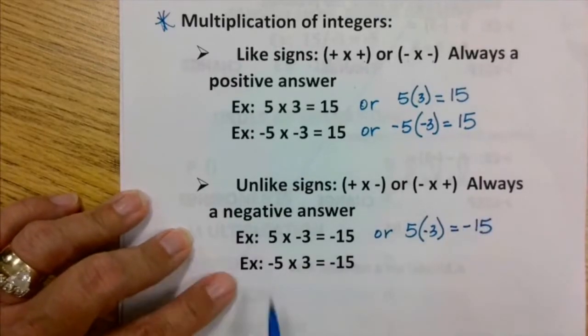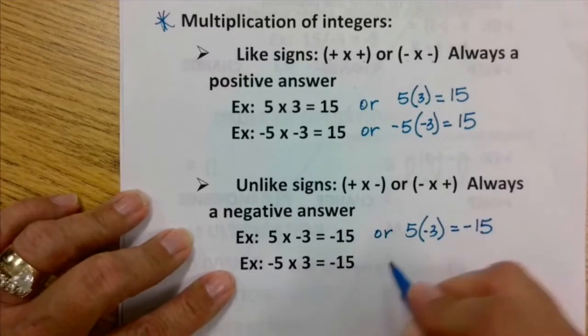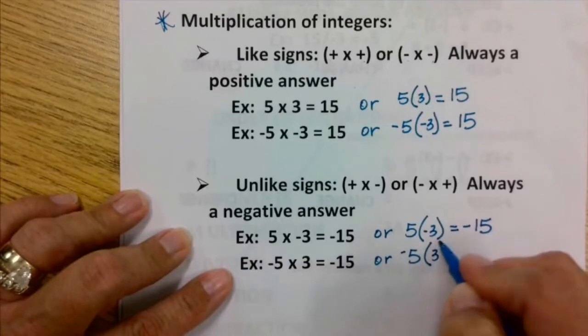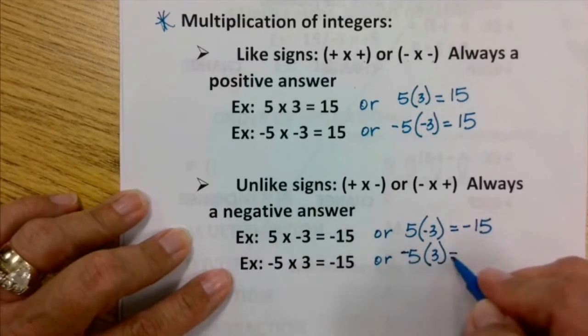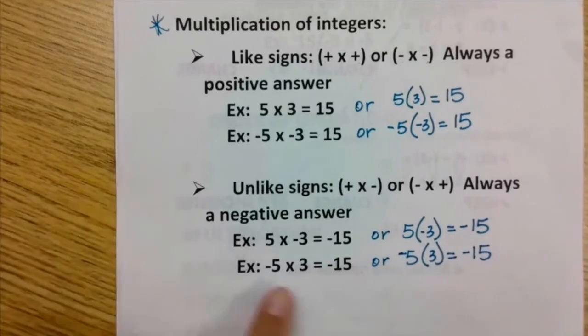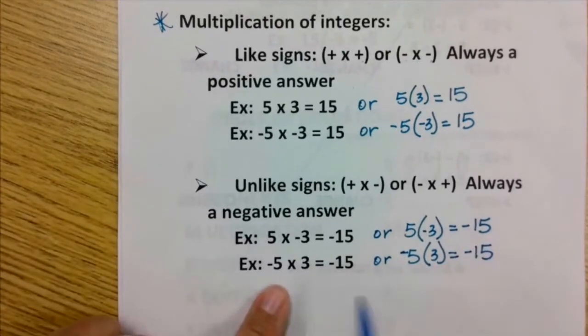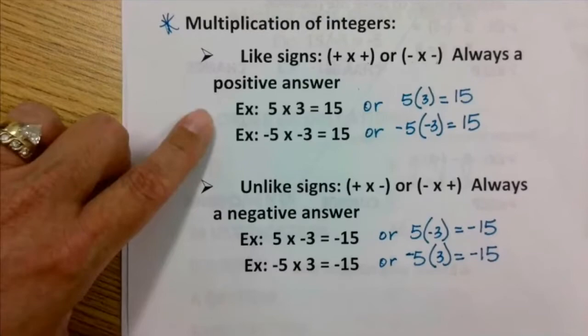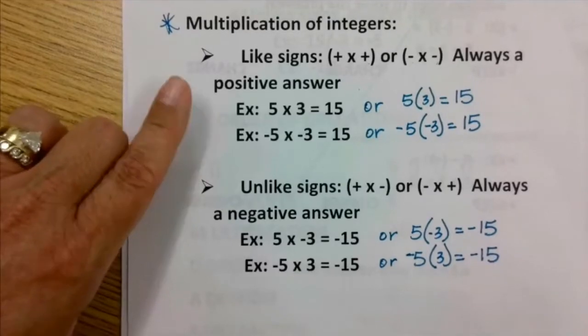And then we have negative 5 times 3, which equals negative 15, or negative 5 parentheses 3, and that equals negative 15. So just remember, it can be written either way. When you have unlike signs, your answer will always be negative. If your signs are the same, your answers will always be positive.